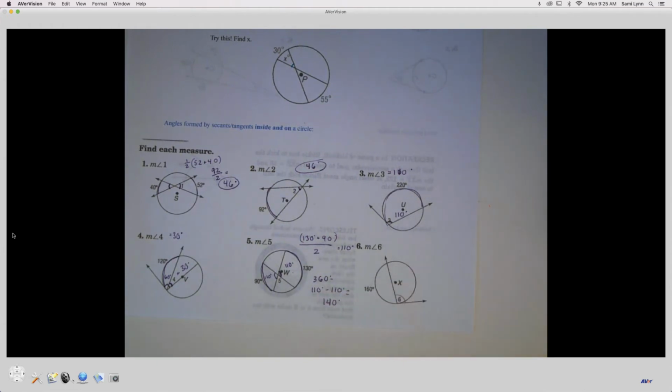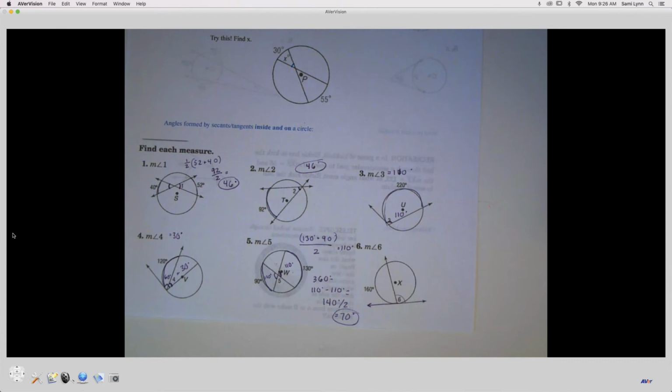So I know that the remaining angles, which happen to be these two, are 140 degrees. And those are also vertical angles, which means they're congruent. So to find the measure of angle 5, I'm just going to divide by 2. And I should get 70 degrees. All right. Pretty awesome. Okay, one last one for this section of notes.